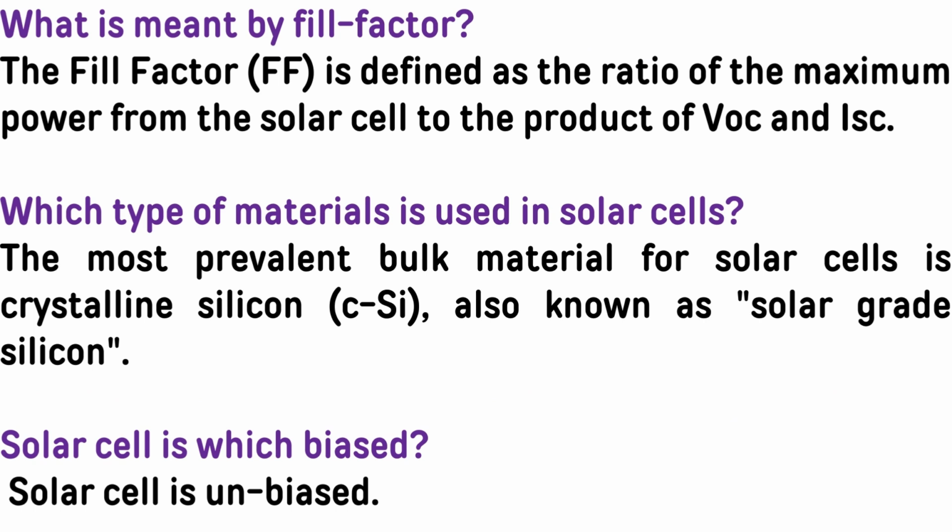What is meant by fill factor? The fill factor is defined as the ratio of maximum power from the solar cell to the product of VOC and ISC. Which type of material is used in solar cells? The most prevalent bulk material for solar cells is crystalline silicon. It is also known as solar grade silicon. Solar cell is which biased? Solar cell is unbiased.